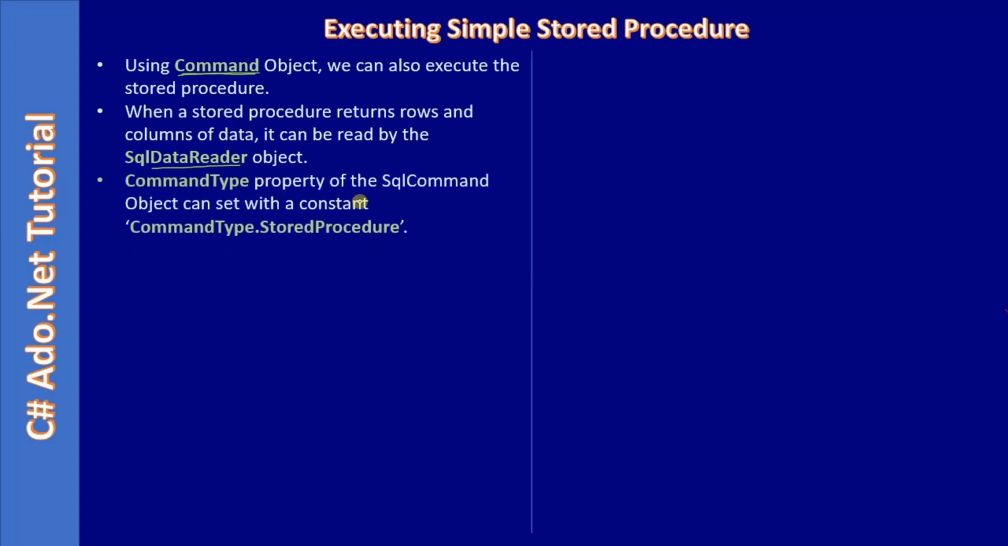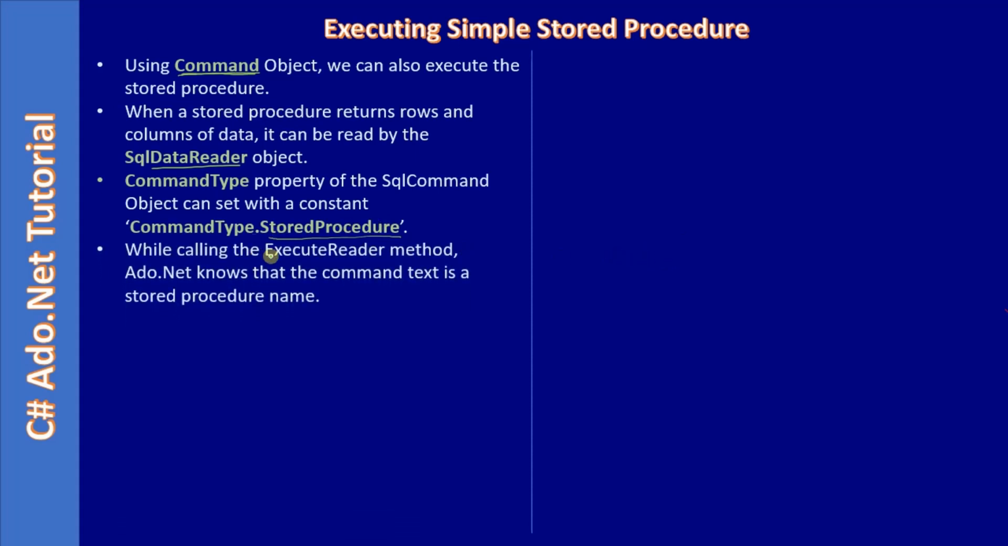The CommandType property of the SqlCommand object can be set with a constant, CommandType.StoredProcedure. Once you set this, the SqlCommand knows that the command text is actually a stored procedure name. While calling the ExecuteReader method, ADO.NET knows that the command text is a stored procedure name because we set the command type as a stored procedure. So command text is not a query, it's actually a stored procedure name.